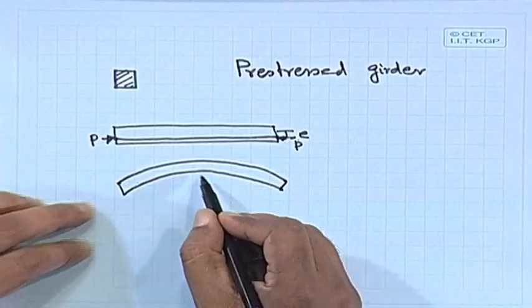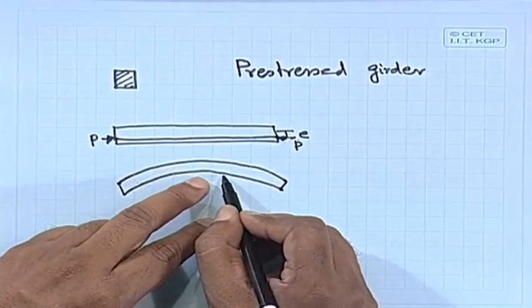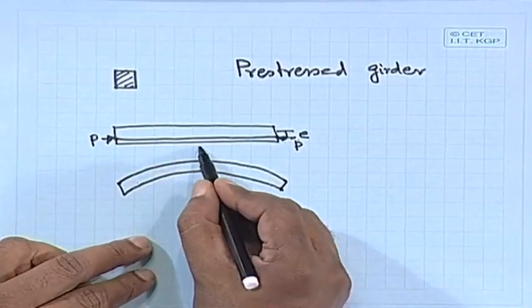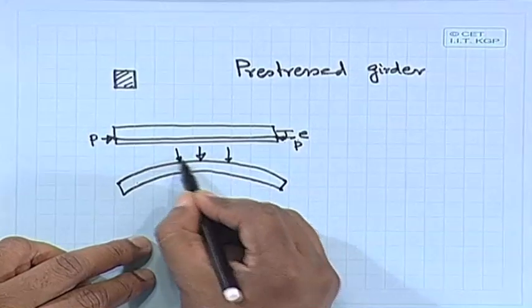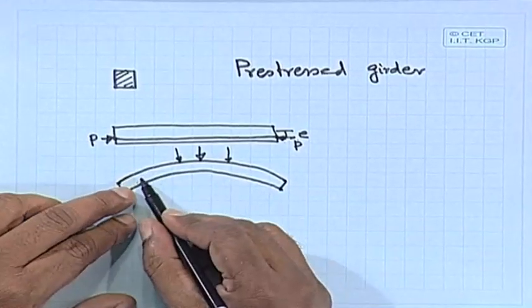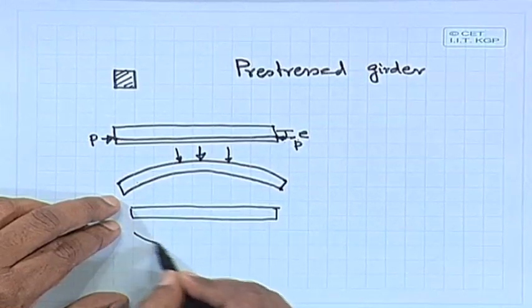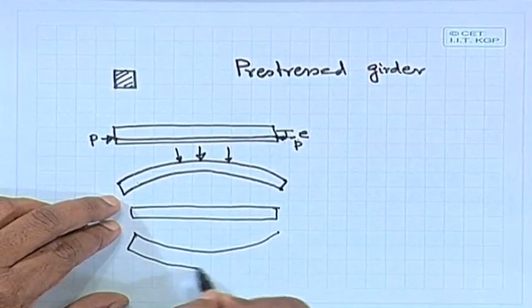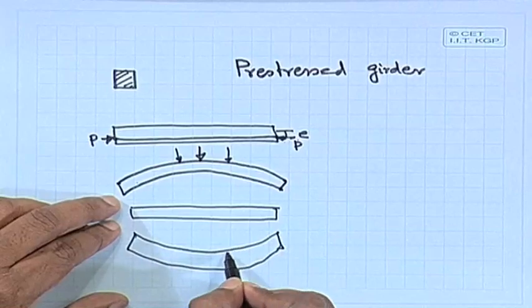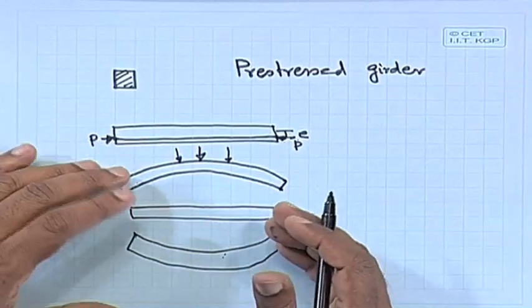So what happens here? If we apply the load like this for failure, what will happen? It has to first neutralize and then move. So automatically you can understand that it will take more load.